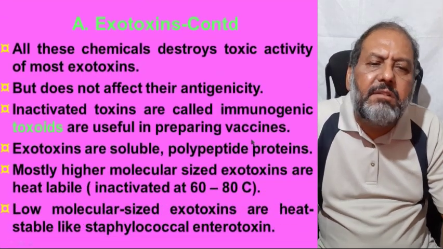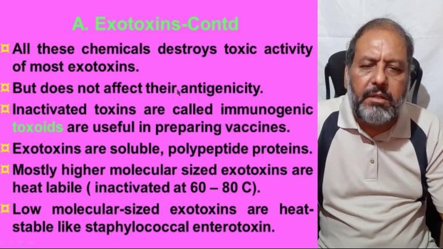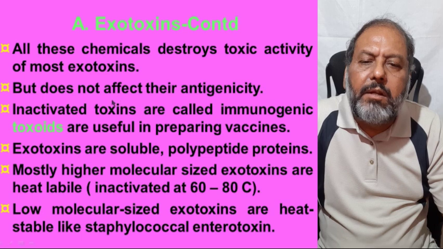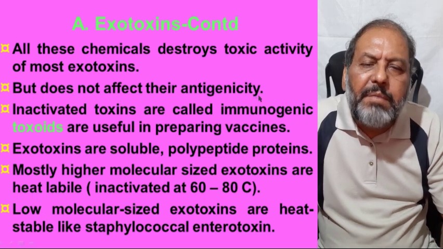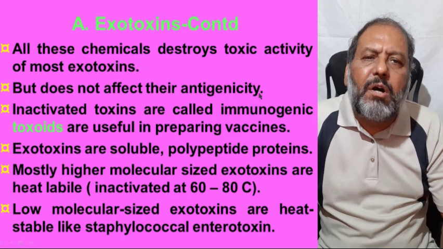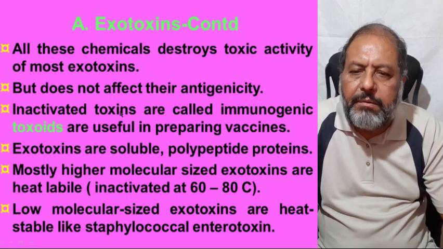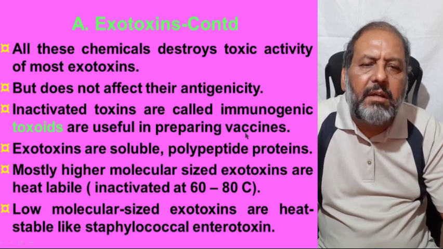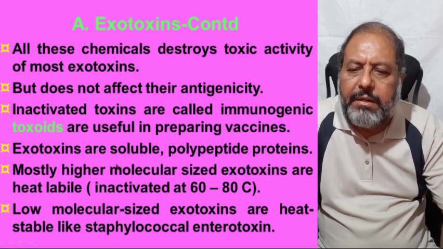All these chemicals, the phenol and the formaldehyde, destroy the toxic activity of most of the exotoxin, as I have told you, but they do not affect their antigenicity. It means they are still capable of producing antibodies and behaving like antigen. Inactivated toxins are called immunogenic toxoids, and are useful in preparing vaccines like the tetanus toxoid.